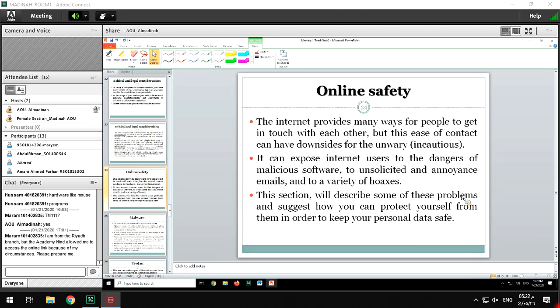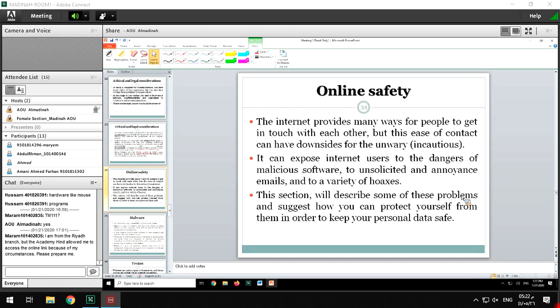Okay, next we talk about online safety. Since nowadays we are on the internet and everything is going online, we must also take care of online safety. That is what security comes to when it comes to security.